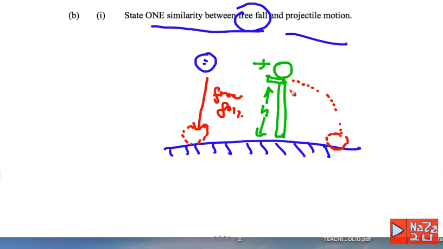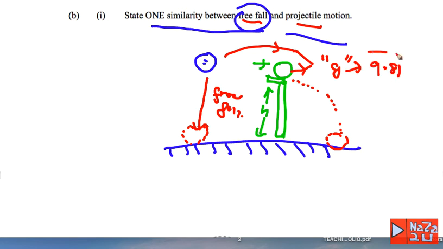So, free fall and projectile. The similarity between the two is that both free fall and projectile motion are influenced by gravitational acceleration g, which is 9.81 meters per second squared, and the direction for both free fall and projectile motion is downwards.